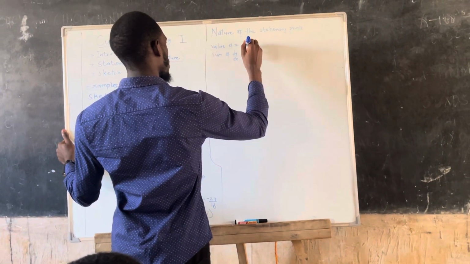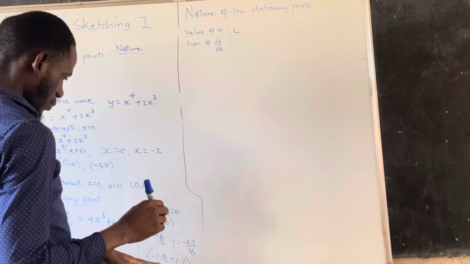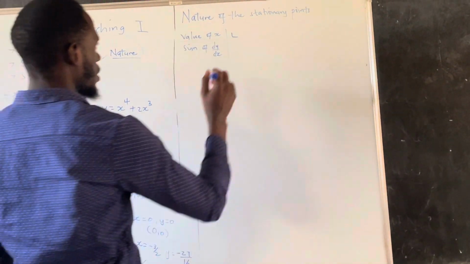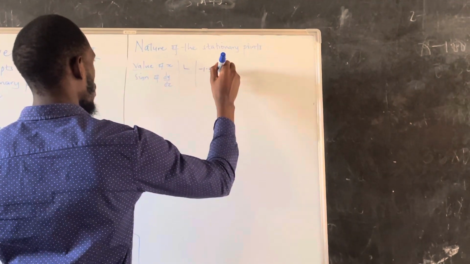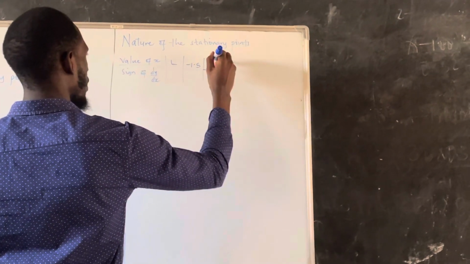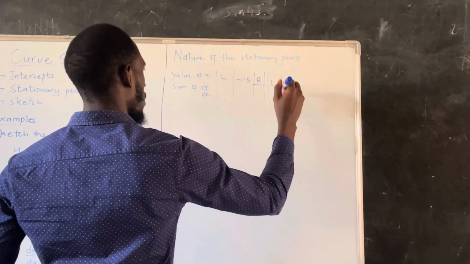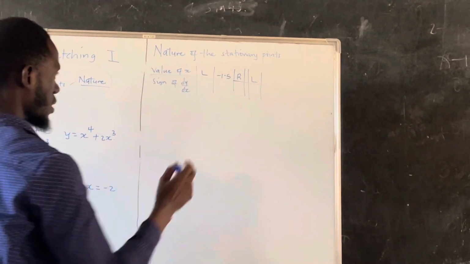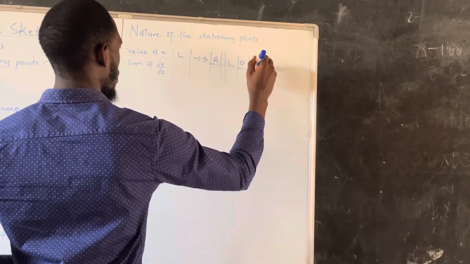Our value of x, we go to the left of the first value of x. In this case, we start with the smallest, which is negative 1.5. Then we go to the right of that same value. We draw those two lines, we get to the left of the next x value, which is 0. Then we go ahead and find the value that is on the right.